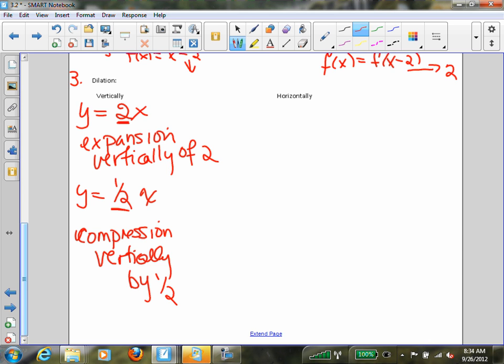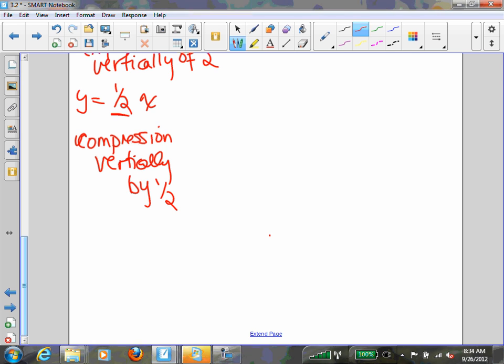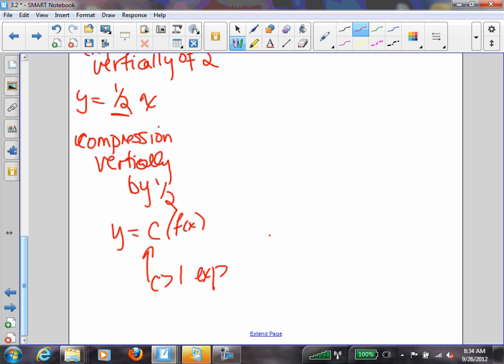So the general rule for this one is if I give you y equals, I'm going to say c, which is my constant, of f of x. If this c is greater than 1, it's an expansion. And if c is less than 1, so between 0 and 1, it's a compression. That's the basic rule. Now look at where that c is. That c is outside of the function. It's affecting the y, which is why it's vertically.